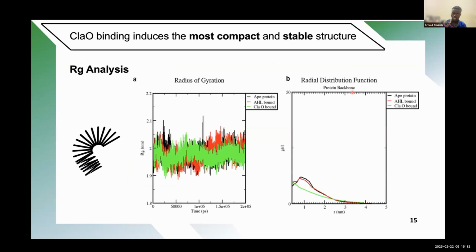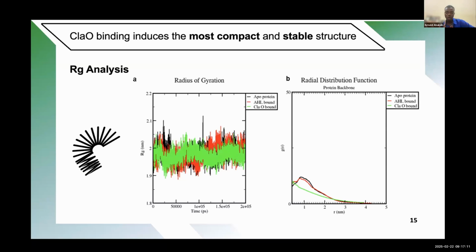We went ahead to do the radius of gyration, which is a measure of the flexibility of the binding. We see that with the AHL-bound protein, there is significant flexibility. The spikes in this case represent the mobility, or the distances moved, in the case of flexibility. So what I'm trying to say is that when we bind the ligand with the protein, we are expecting it to bind compactly, but at the same time, there should be some flexibility. And we see significant motility with the AHL, which has higher spikes than the CLA-O-bound one, right? Which means that CLA-O binds compactly, right?